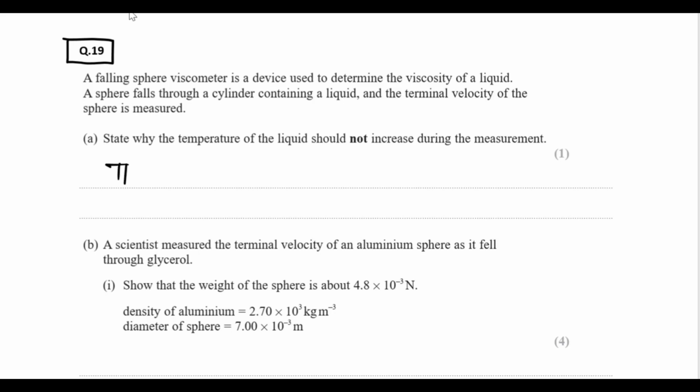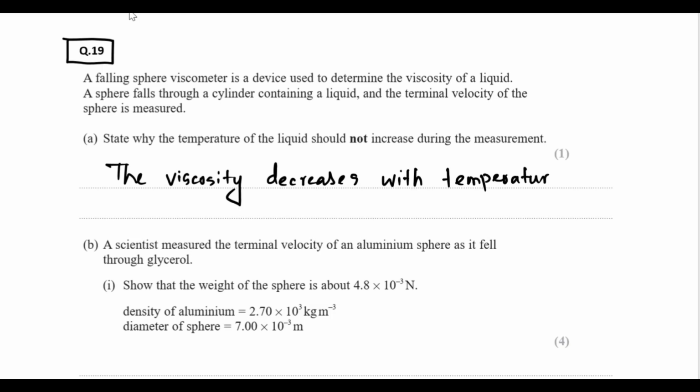Because the viscosity depends on the temperature. Viscosity decreases with temperature. This one is a control variable in this experiment. We have to keep the temperature fixed or constant. That's why it is a control variable. So temperature is a control variable. Otherwise, viscosity varies with temperature.